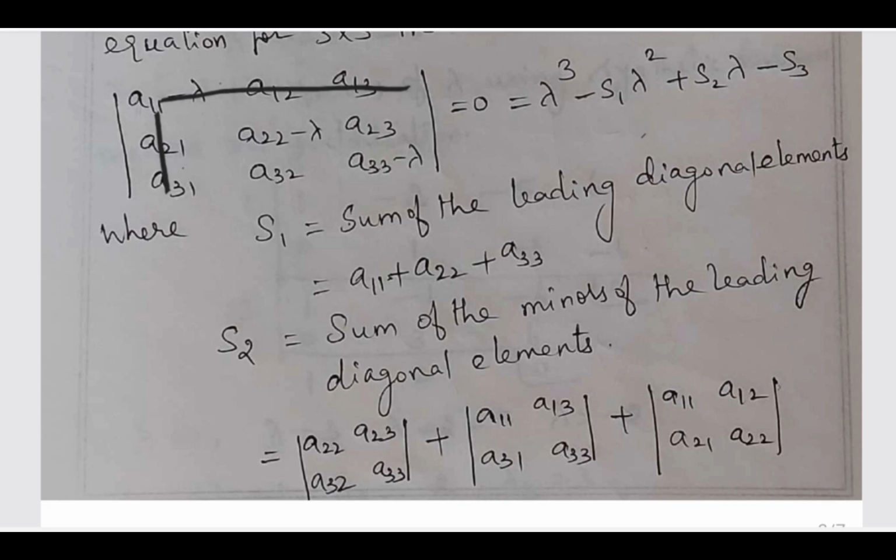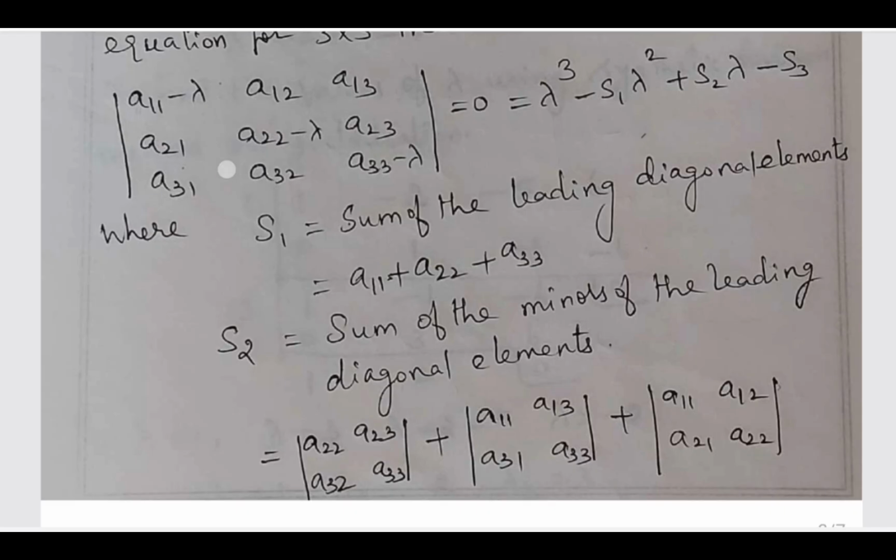Similarly, for the second leading diagonal element, you have to delete the respective column and row, and the remaining elements are A11, A13, A31 and A33. So this will give you the minor of the second leading diagonal element.